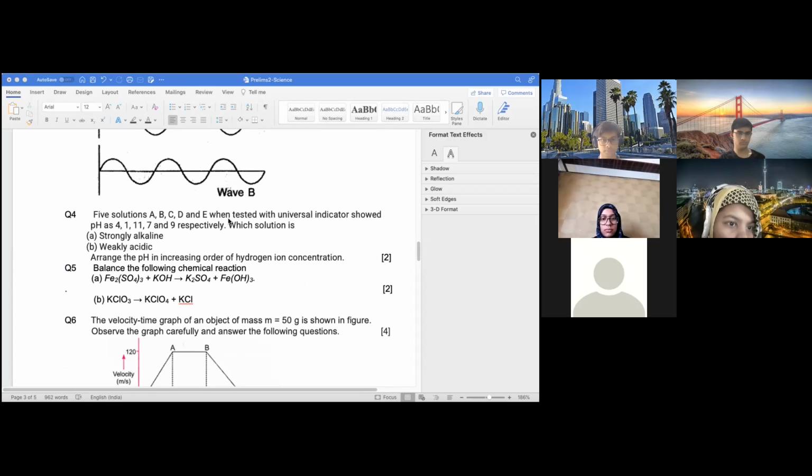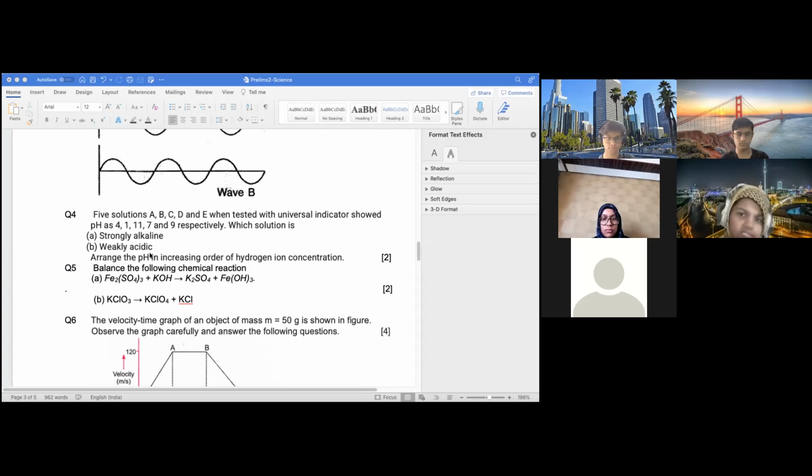Now A, B, C, D, E when tested with universal indicator pH 4, 1, these are acid. 11 is base, 9 is base. Now we already discussed this in the previous MCQ कि जितना higher number है that is strongly alkaline. So 11 is strongly alkaline. So 11 किसका नाम है? C is 11 ना? नहीं, C नहीं है. C ना? हाँ, C. Yes, C is 11, strongly alkaline.